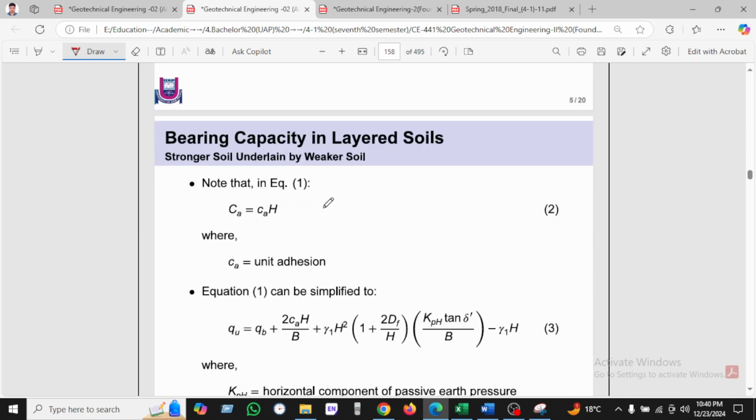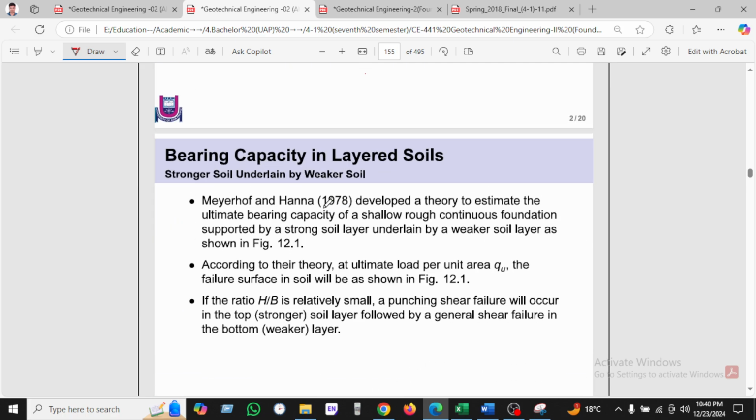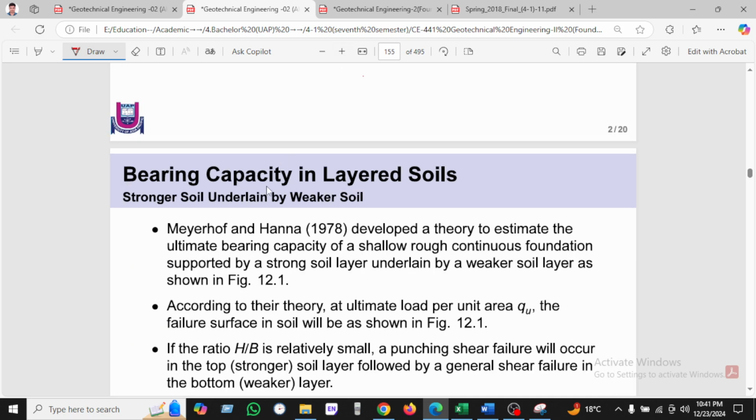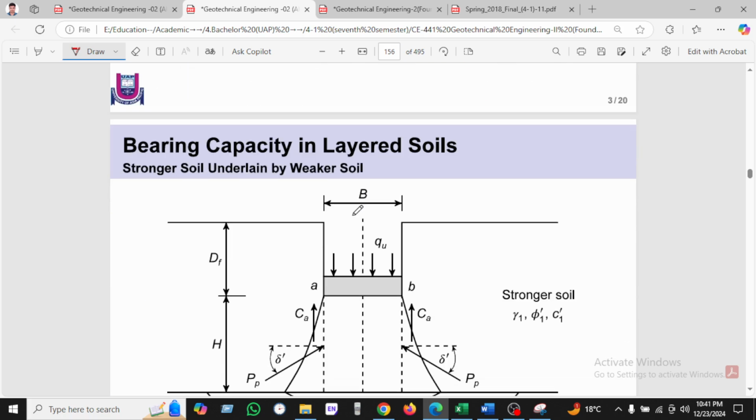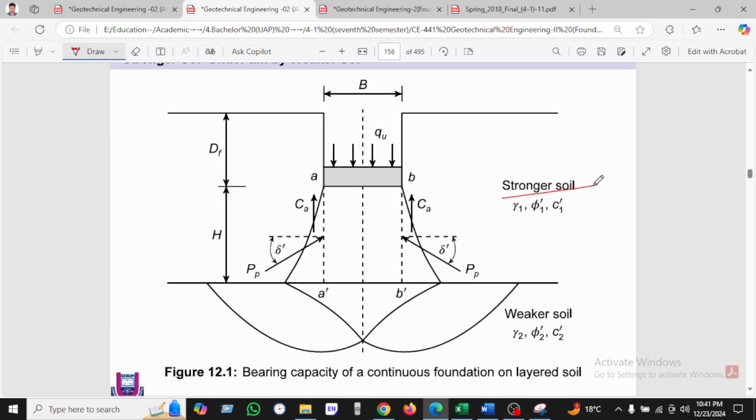Before solving the problem, I want to say some theory on bearing capacity of layered soil: stronger soil under weaker soil. Meyerhof and Hanna developed a theory for the ultimate bearing capacity of shallow foundations. A continuous foundation supports the strong layer underlying the weaker layer of soil, as in figure 12.2. You can see here is a stronger soil and another is weaker soil.